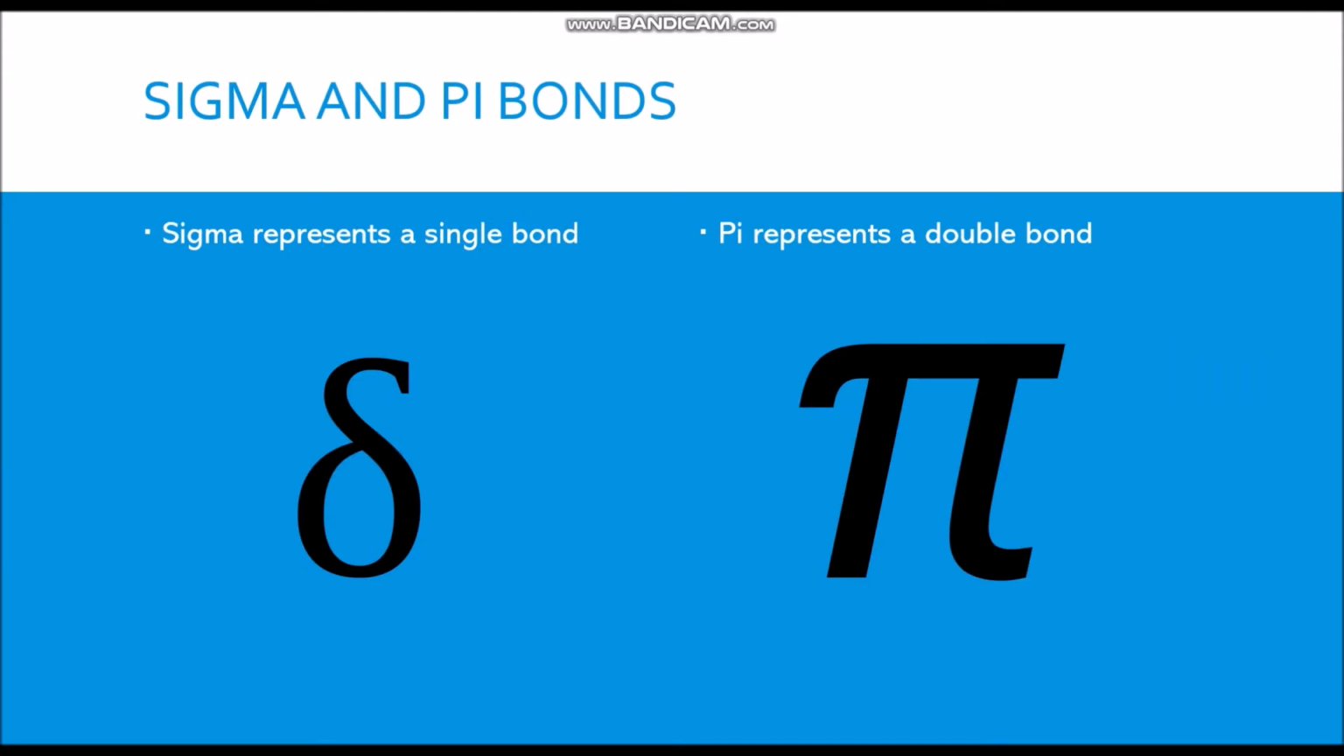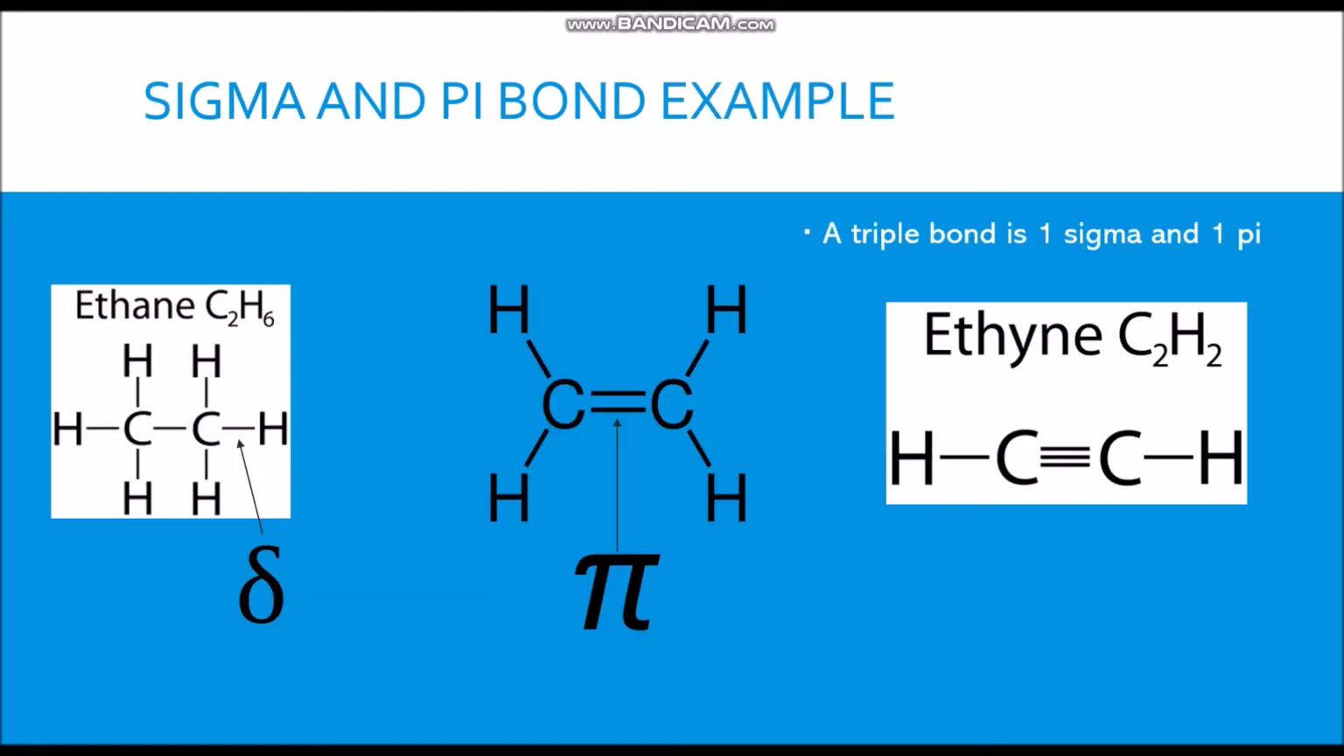So, how are the bonds represented? A sigma bond represents a single bond, and a pi bond represents a double bond. So you're probably wondering, how do you represent a triple bond? That is a 1 sigma 1 pi bond. So I have an example here. The one on the left is a sigma bond. For ethene in the middle is a pi bond. And then the one on the very right for ethyne is a 1 sigma 1 pi because it's a triple bond.